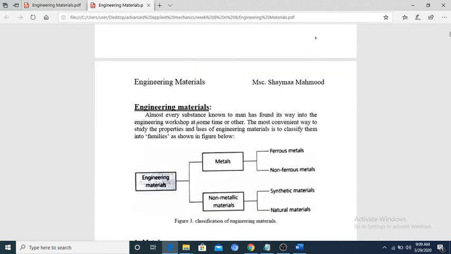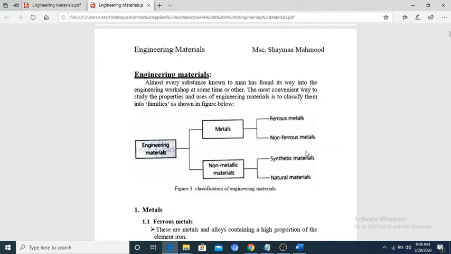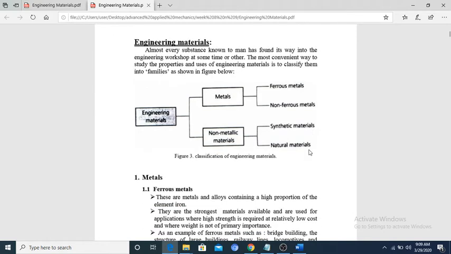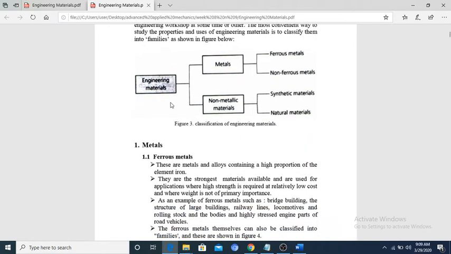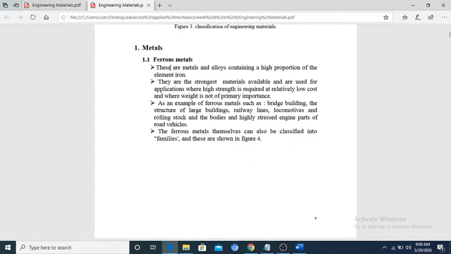Almost every substance known to man finds its way into an engineering workshop at some time or other. The most convenient way to study the properties and use of engineering materials is to classify them into families as shown in the figure. You can see engineering materials consist of metals and also non-metallic materials. Metals consist of ferrous metals and non-ferrous metals, and non-metallic materials consist of synthetic materials and natural materials. So you can go through this.